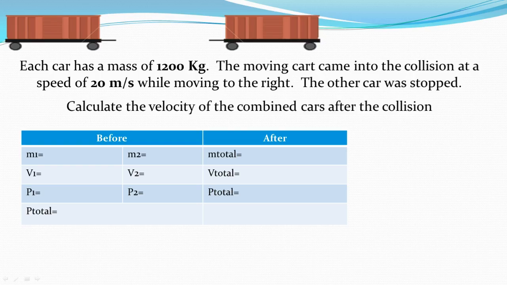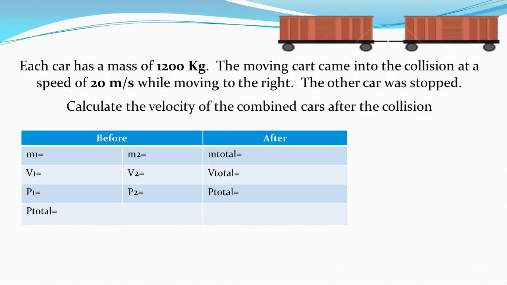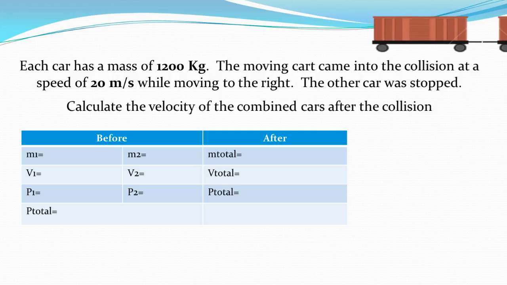Let's put some numbers into a real-world scenario. We have two train cars, each with a mass of 1,200 kilograms. The moving cart comes in collision at a speed of 20 meters per second while moving to the right. The other car was stopped, but they move off to the right together. Calculate the velocity of the combined cars after the collision.